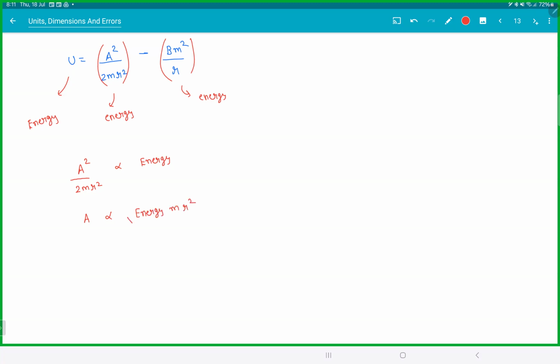mr square ka root. We know energy's dimensions are m L square t minus 2, mass is m, and that is L square. So when m comes out, L square comes out, and t minus 1. That is A. Check it out. Maybe you guys forgot a square root, I guess. That is A square there in the formula.